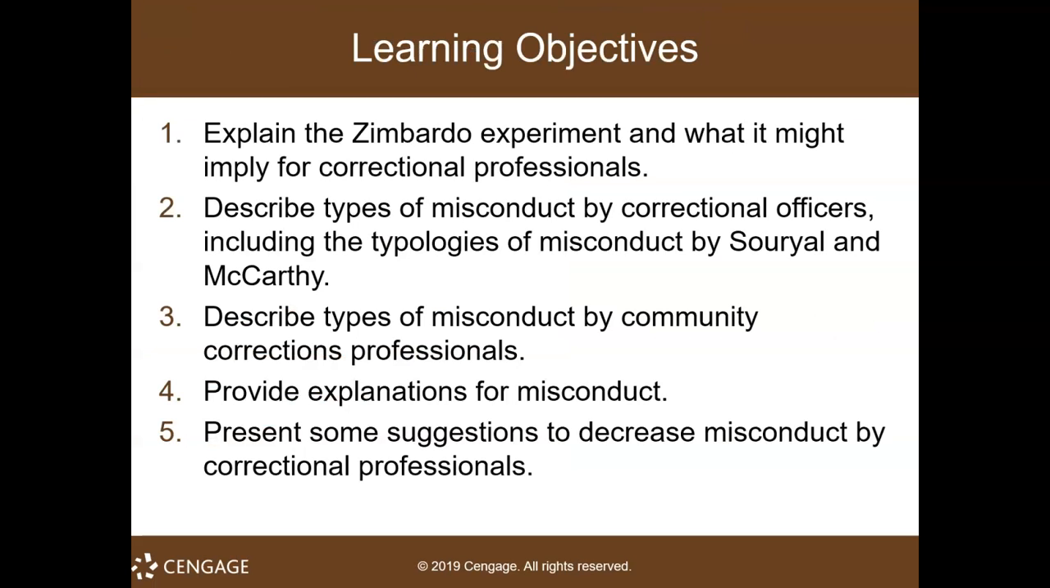So what do we want to take away from the chapter? Well, explain the Zimbardo experiment and what it might imply for correctional professionals. This was a super interesting experiment, and we'll talk a little bit more about it in a few minutes. We want to describe types of misconduct that can occur by correctional officers, including some of the typologies of misconduct. And a couple of authors by the name of Sorial and McCarthy are going to give us that information.